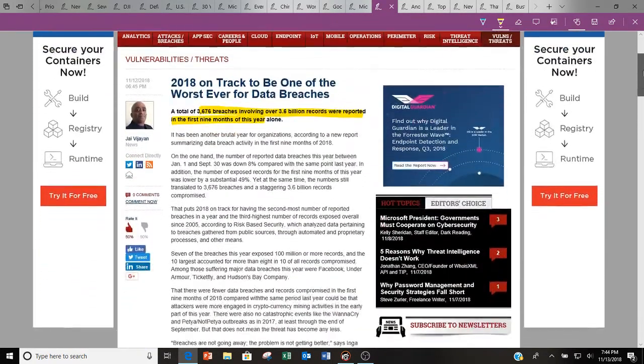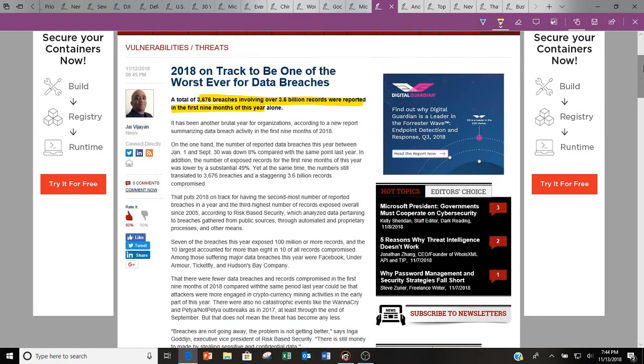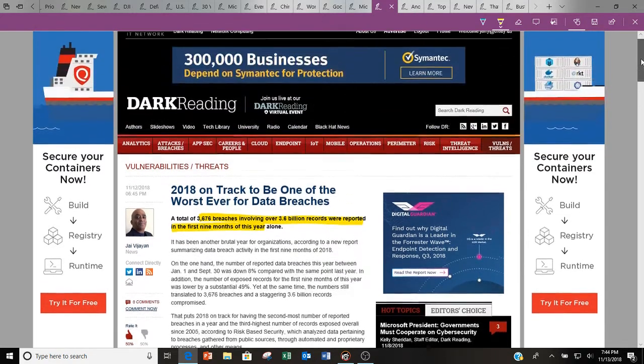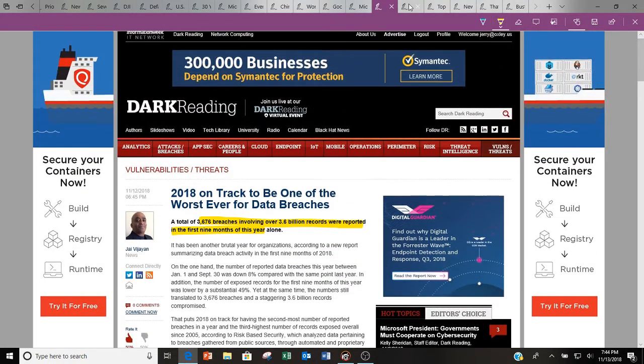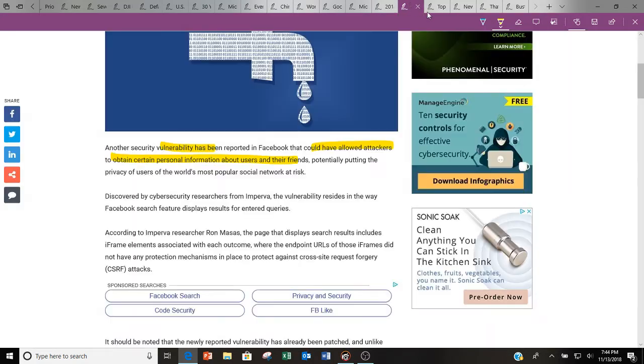This Dark Reading article says 2018 is on track to be one of the worst years ever for data breaches. There've been 3,676 reported breaches and over 3.6 billion records in the first 9 months. So I would say we're on track to bust that record.